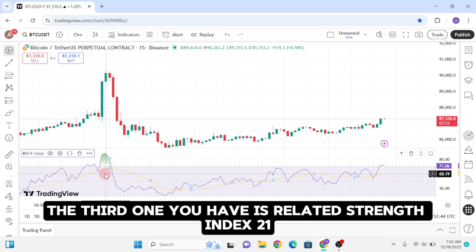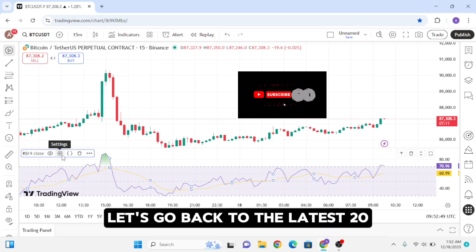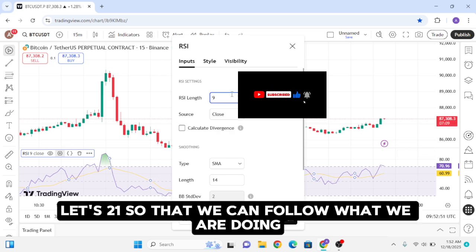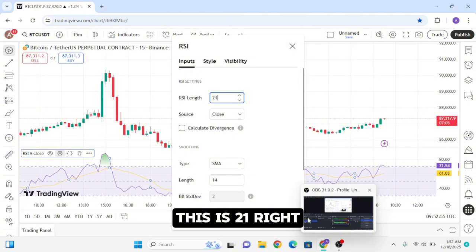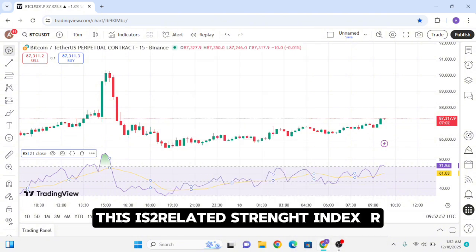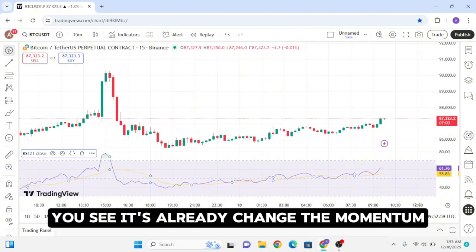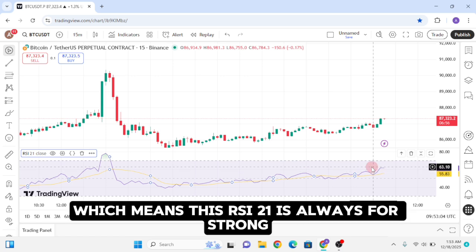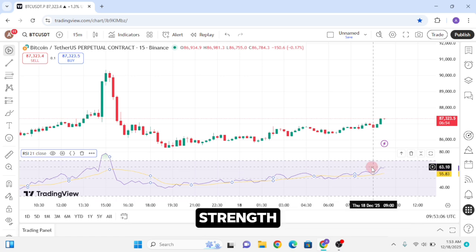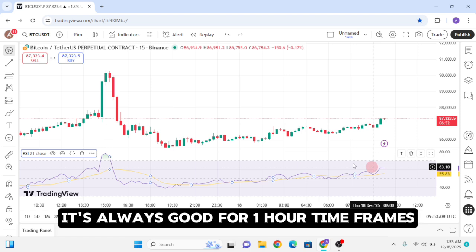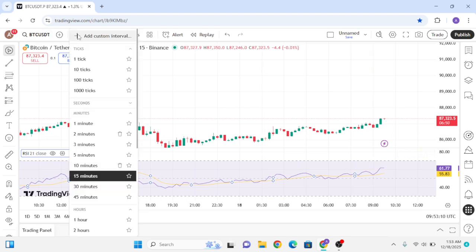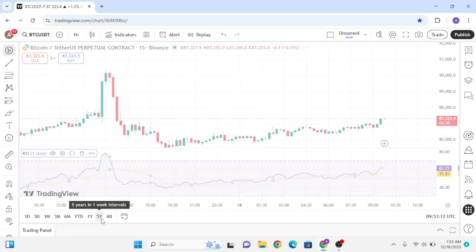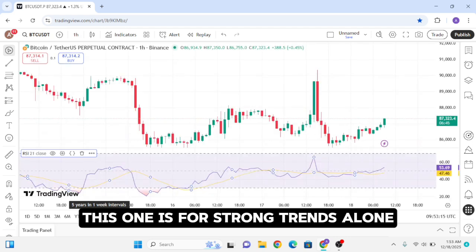The third one you have is Relative Strength Index 21. Let's go back to Relative Strength Index 21 so that we can follow what we are doing. This is 21, right? You see it's already changed the momentum, which means this Relative Strength Index 21 is always for strong trends. It's always good for 1 hour to 4 hour time frames. So this one is for strong trends alone.